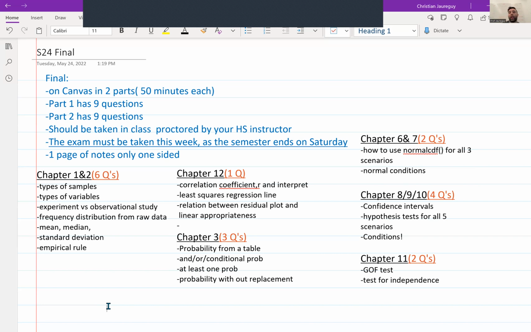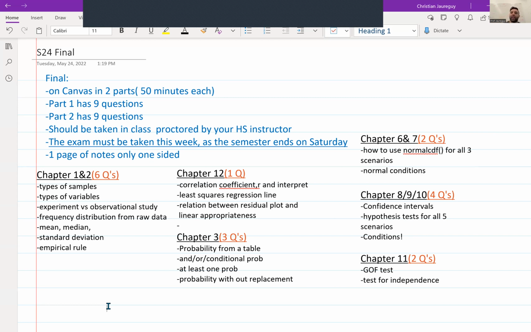Chapters 6 and 7, while I do not believe these are the hardest questions, these generally seem to be the least successful questions on finals. For whatever reason, it's how it goes. But it's just using normal CDF and checking your conditions. So sometimes with normal CDF, you have to change things to mu sub p hat and sigma sub p hat. But sometimes you also just use the mu and the sigma that's given to you. So just look for those language clues to tell you which situation you're in, right? Is there a sample size or not a sample size, for example?